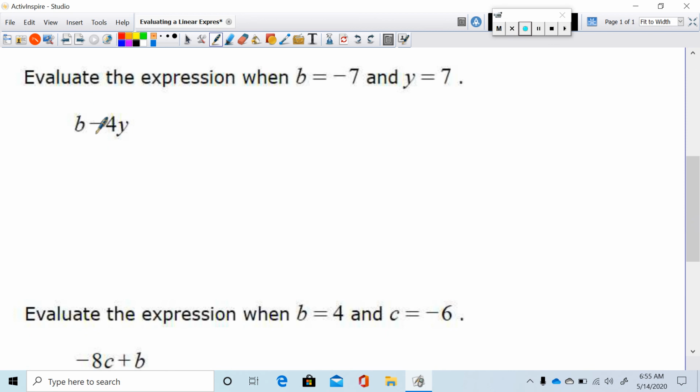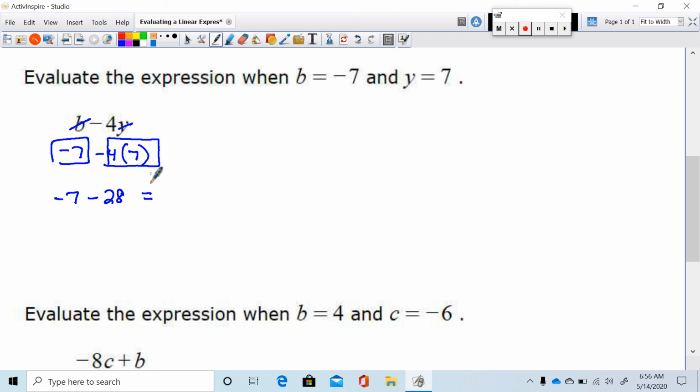Okay, B is negative 7. Y is positive 7. But because of this 4 here, I'm going to put it in parentheses. Okay, separate my pieces, saving addition and subtraction for last. So this is a negative 7. 4 times 7 is 28. And bring down the negative.